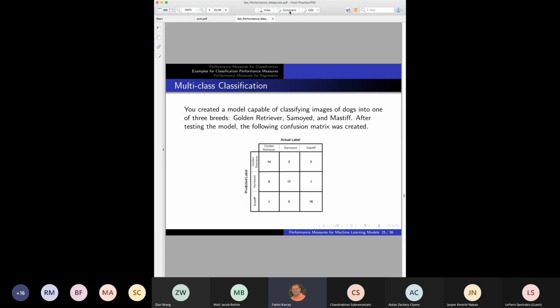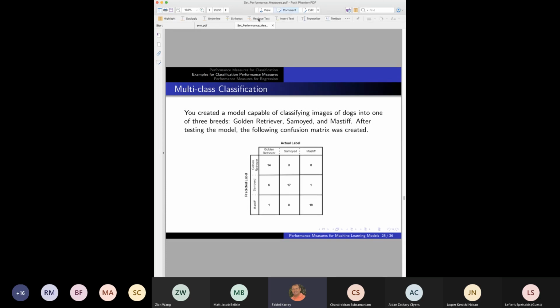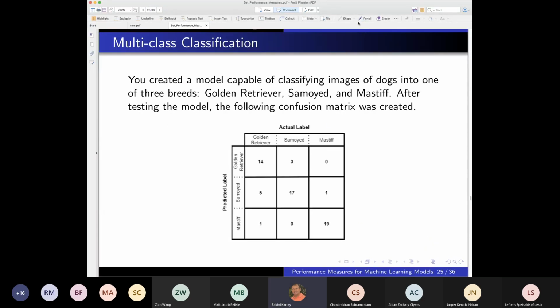So let me go here to comment. We have the actual label for this particular case, and we have the predicted label, what the classifier provides us. So this is what the classifier provides us in terms of the measure. What it means here is that the classifier provided us 14 correct answers among all 20. Remember that for the golden retriever, the total is equal to 14 plus 5 plus 1, which is the 100% number of the golden retriever.